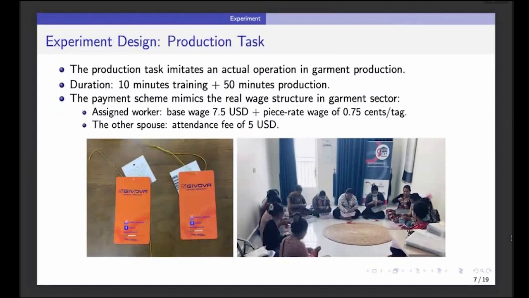So a little bit more information about exactly what the production task is. We designed the task to try to imitate an actual day at work in the factory. So we asked the workers to assemble a clothing tag, you can see on the right, which is a very common task in the garment factory. We also designed the payment scheme to mimic a real wage system in a garment factory, which means they will earn a base wage, an attendance wage for coming, and they will also earn an additional piece rate wage based on how many tags they're able to assemble in the experiment. So now we move on to the results.